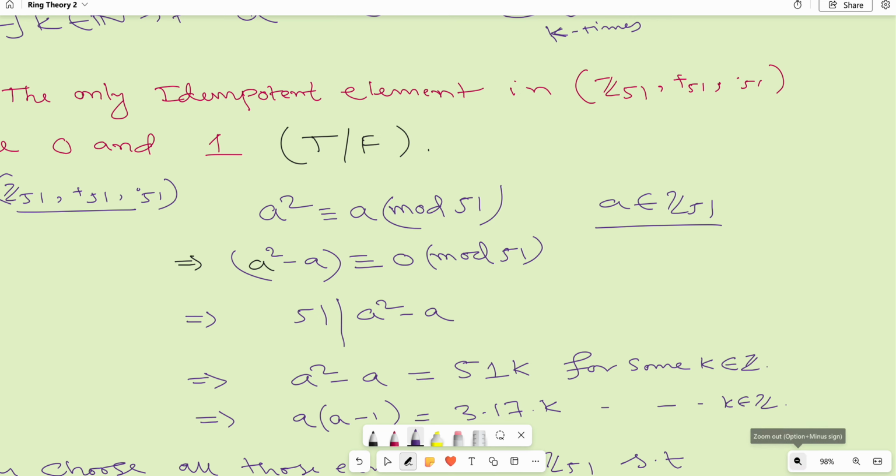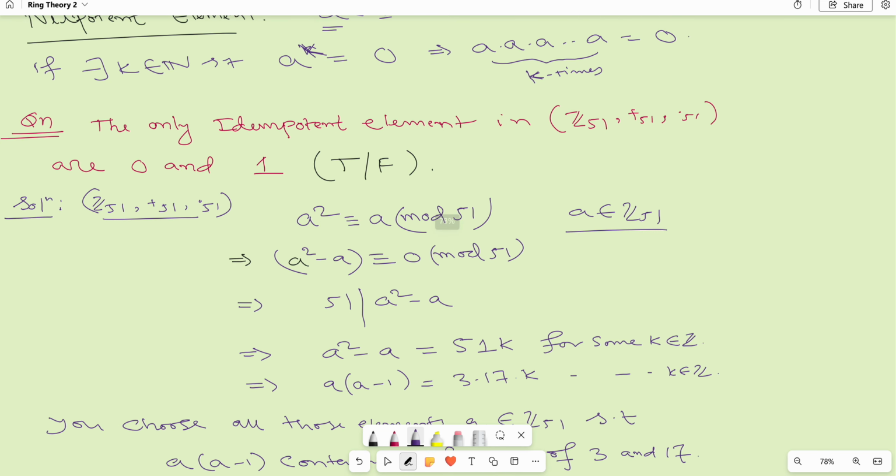So this statement is clearly false, because 18 square is also 18, 34 square equals 34. So there are two more idempotent elements in Z51. So this is false, right? Have you understood whatever I have told? Only idempotent elements 0 and 1? No, there are not only 0 and 1. There are 18 also and 34 also idempotent elements in Z51. So is the explanation clear or not?